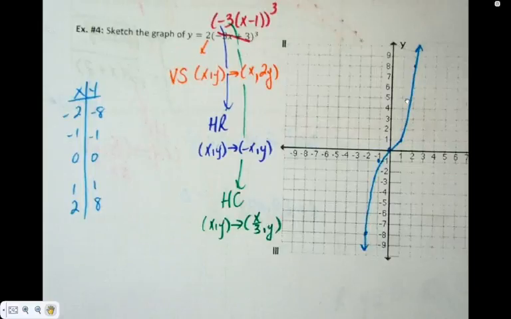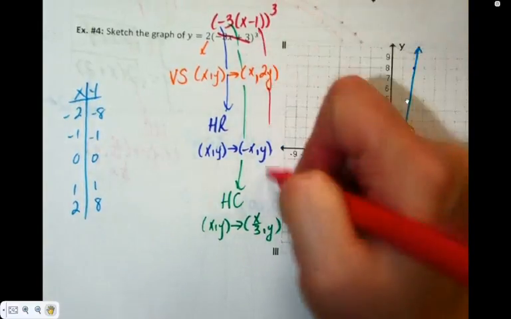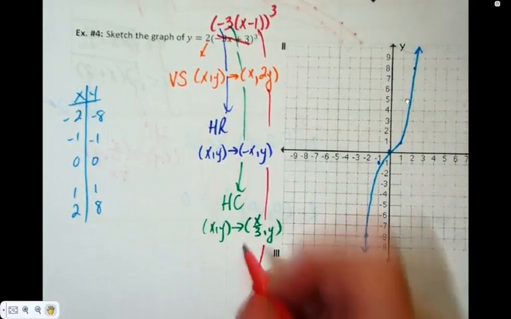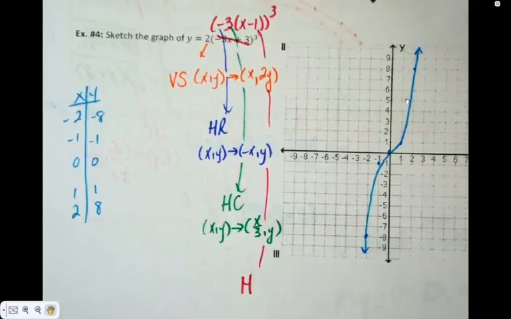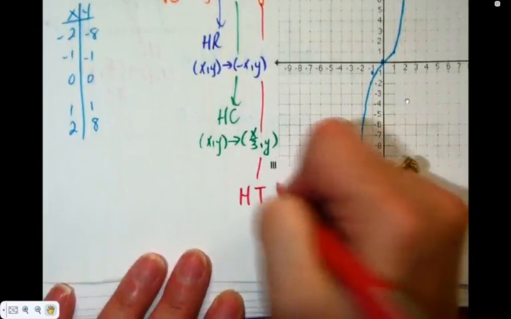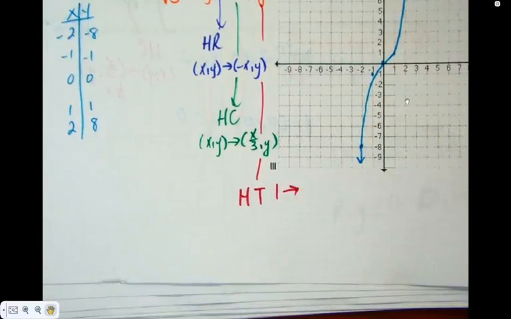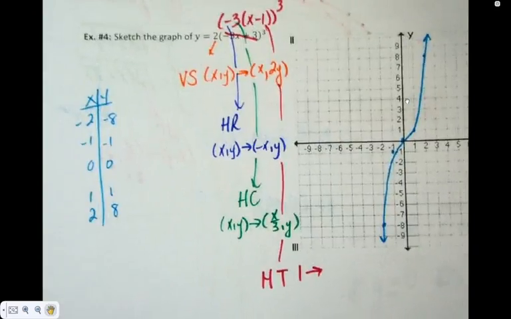Oh yeah, we're not done. What do we still have here? The negative 1, bringing you way down here. It's inside brackets, so it's horizontal. It's a subtraction, so it's a translation. And it is 1 unit to the right. Ready? This is good stuff. I love this.